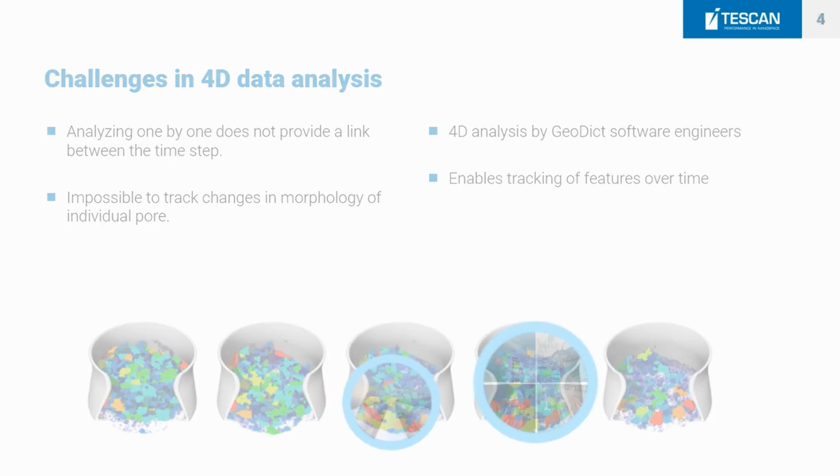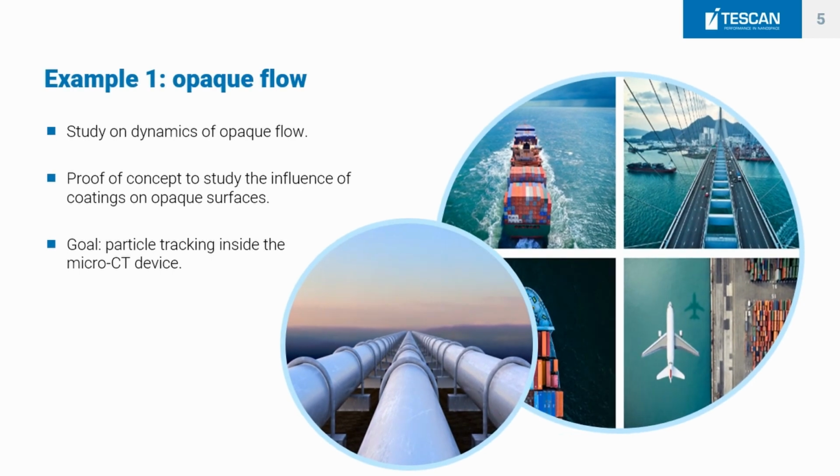The first example is a study on the dynamics of opaque flow. So it's a proof of concept study that we did together with the University of Berkeley in California. And it was used to study the influence of coatings on opaque surfaces. The real goal was to have particle tracking inside of a micro CT device.